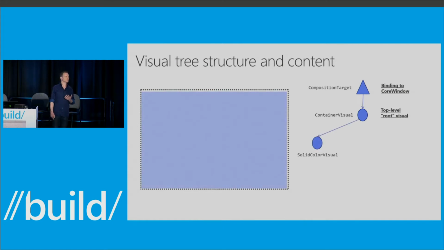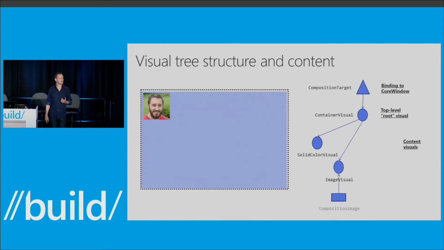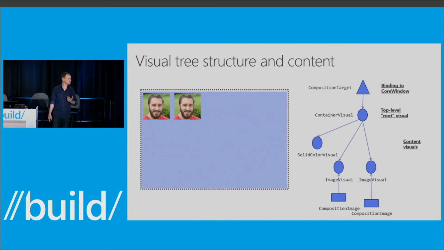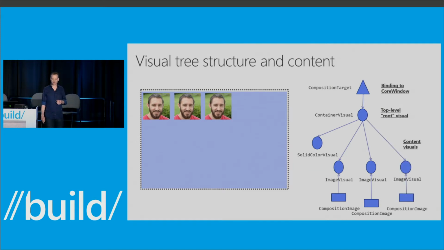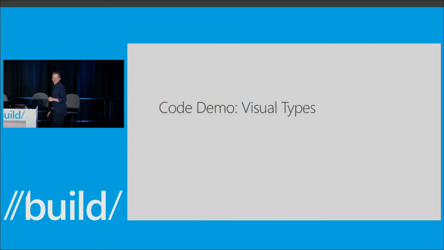In the example of the Twitter application, where we had the profile images, we had a background, and we then had a series of visuals. These were bitmaps that we were loading up from URIs. And the way that this works from an object model perspective is the image visual has a composition image associated with it. The composition image is where the bits live, and then the engine can put those bits on the screen. So this is a really simple visual tree. Let's show you how to build that.